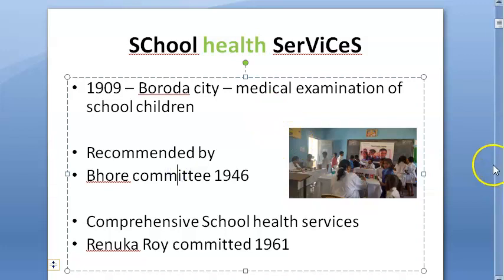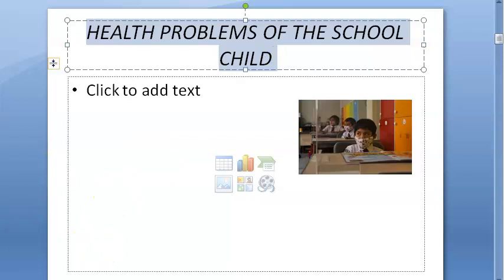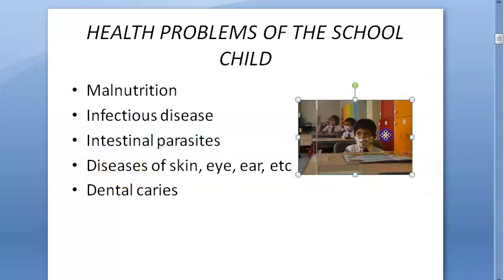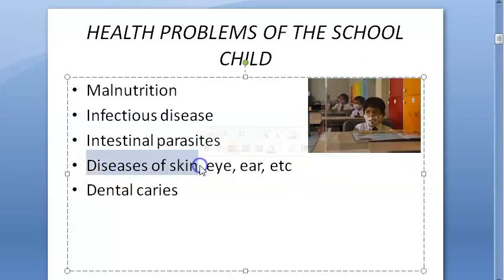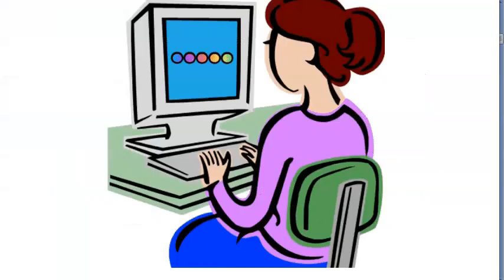So school health services, this is PSM, right? Preventive and social medicine. Basically, what are the health problems of the school child? Standard things you will see: malnutrition, infectious diseases that can spread, intestinal parasites, worms, skin diseases that can also infect other children, eye and ear problems, dental caries. Here I would like to mention lice, pediculosis, which comes under skin only. But generally, what children spread from one child to another. So these are the health problems of children.